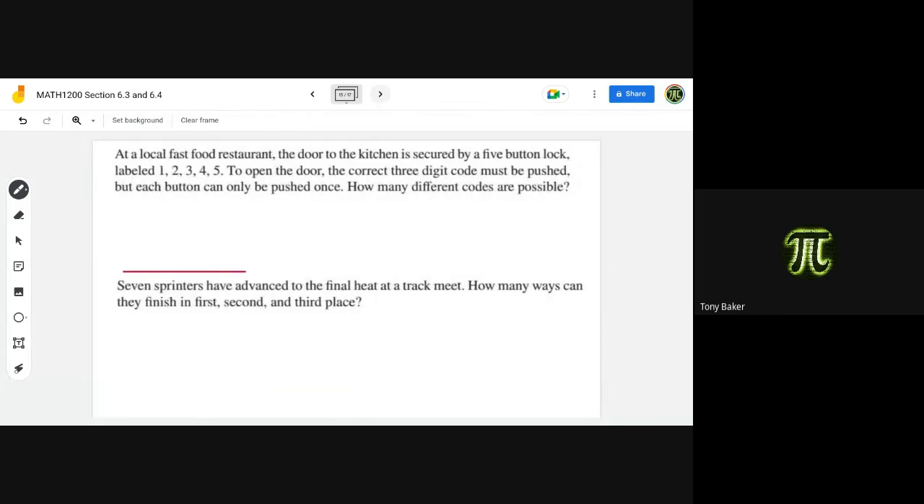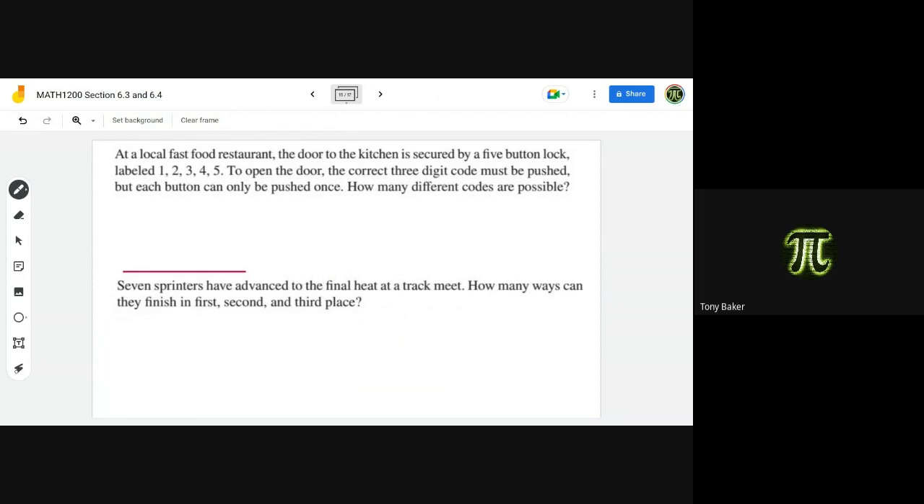So a local fast food restaurant, the door to the kitchen is secured by a 5-button lock labeled 1, 2, 3, 4, 5. To open the door, the correct 3-digit code must be pushed. Each button can only be pushed once. How many different codes are possible? Because it's 3 digits, and then there's 5 numbers. But oh wait, you can only use the number once.